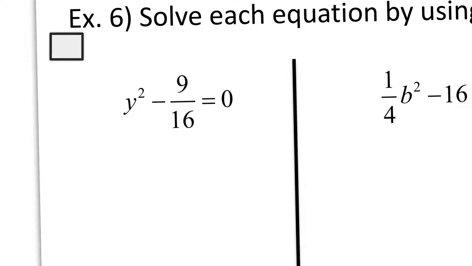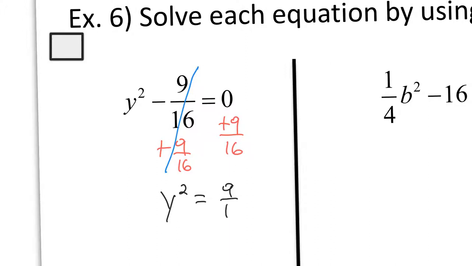When you have negative 9 over 16, you add 9 over 16. And you do the same thing on the other side. Add 9 over 16. So the two fractions cancel because they're the same fraction. They have opposite signs. So you will have 0 there. I'm going to bring down the y squared here, and on the other side, 0 plus 9 over 16 is just 9 over 16. Now you will take the square root.